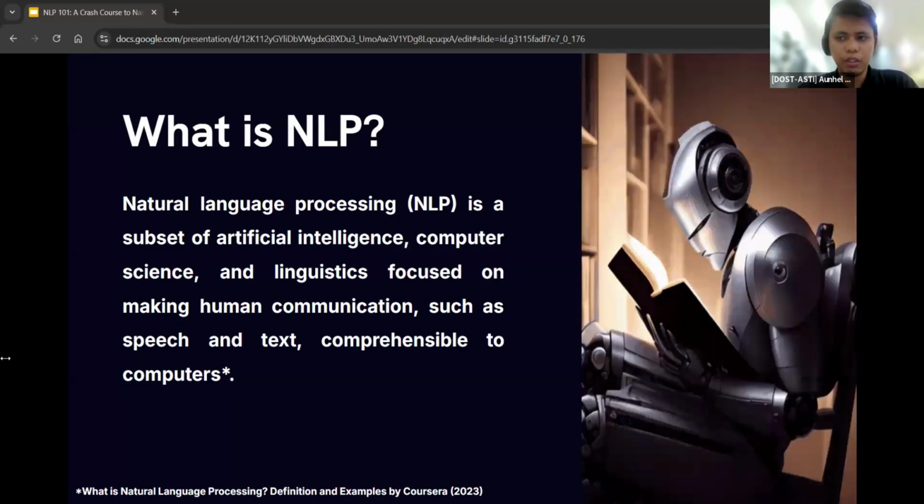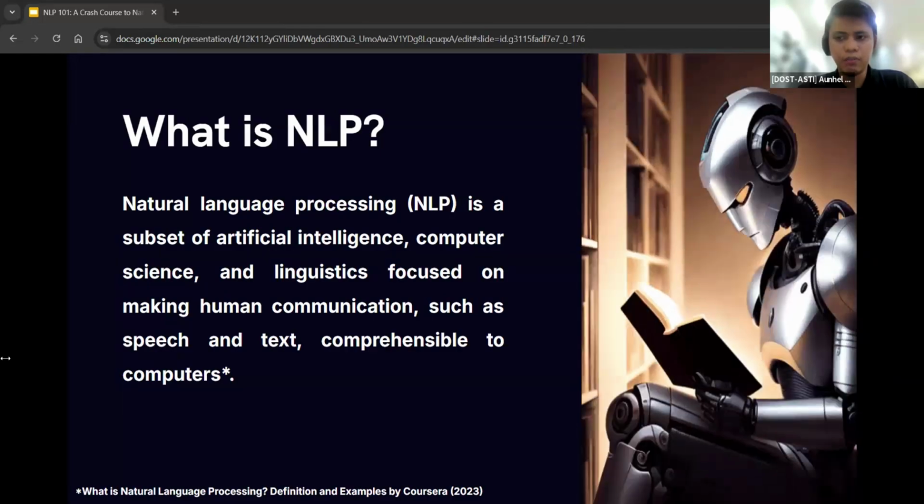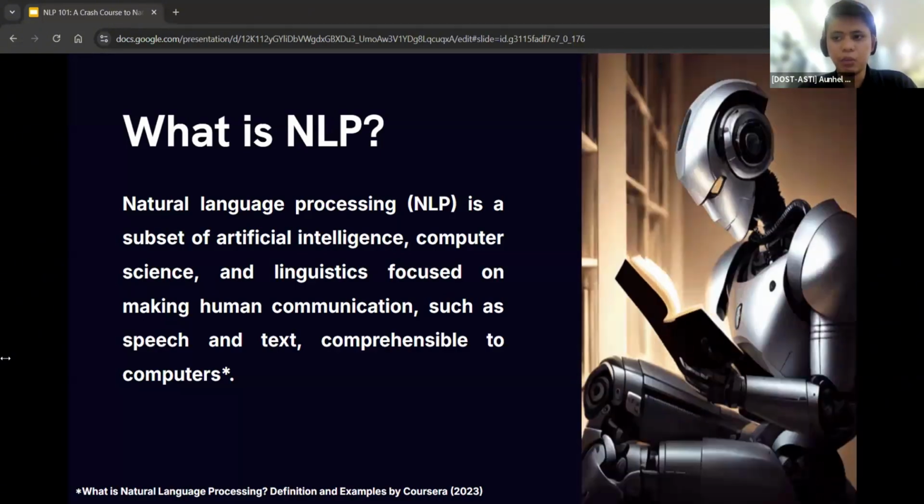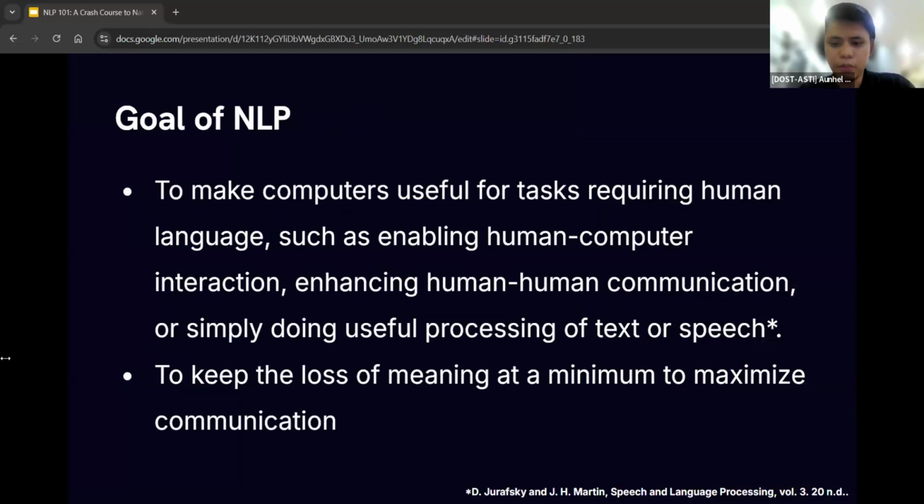So we're doing processes or experiments or applications that in a way make computers understand what we're actually saying and the context behind what we are actually saying. So the goal of NLP is to make computers useful for tasks that are in human language. Take note, it's make computers useful. It's not aimed to replace humans. Okay, take note of that. We want to create computers that are useful to humans in tasks that require human language. So human-computer interaction, human-human communication, or simply doing useful processing of text or speech recognition, things like that.